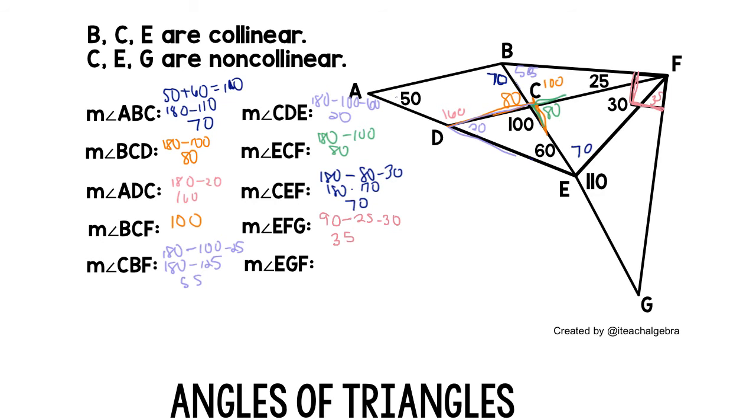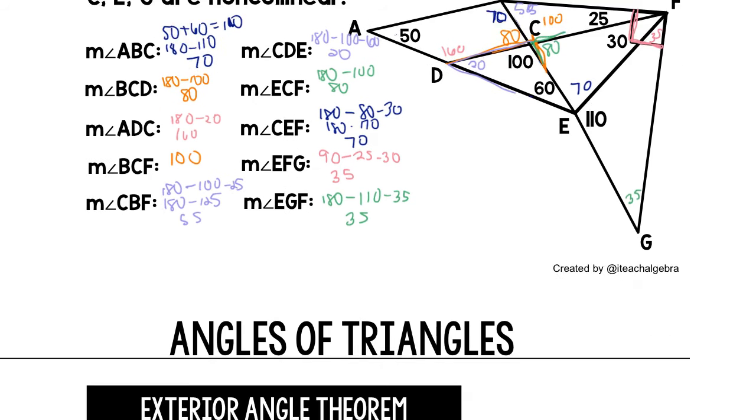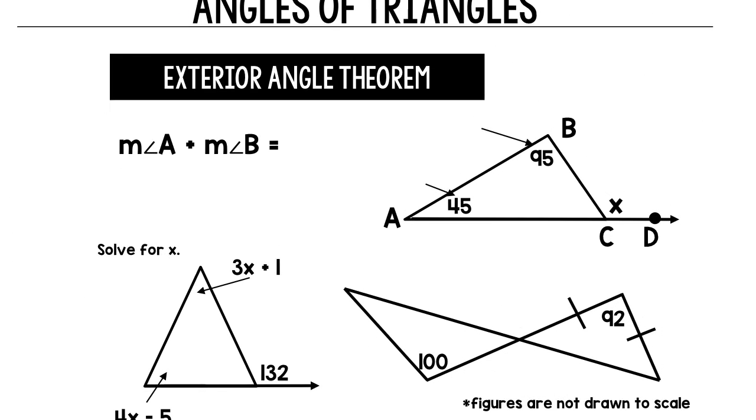Last but not least, EGF will have 180 minus 110 minus 35. So that angle will also be 35. Whew, it's a lot of triangles and a lot of angles in there. Just take it one angle at a time. Don't get confused.